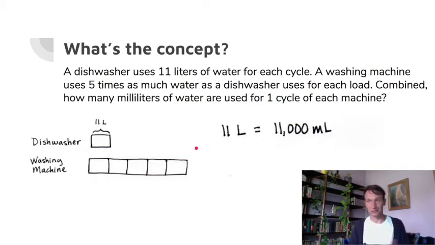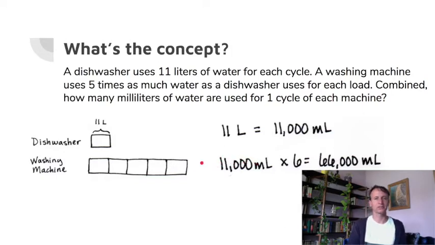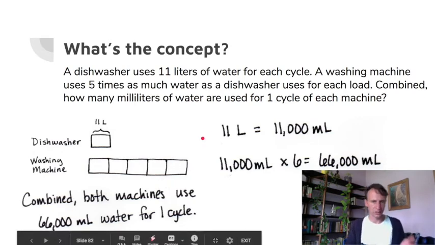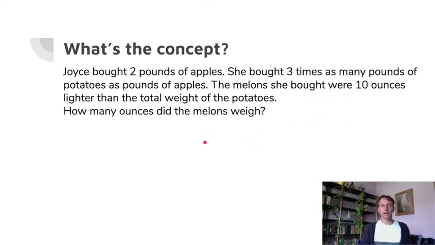I bet you don't have to do like multiplication here, right? 6 times 11? Yeah, okay, you see that? So 66,000 milliliters. See where that comes from? Just 6 times 11 with the 3 zeros, basically, is a way of thinking about it. So then we just need our happy little statement combined. Both machines use 66,000 milliliters of water for each cycle. Lovely. I think this is the last one.